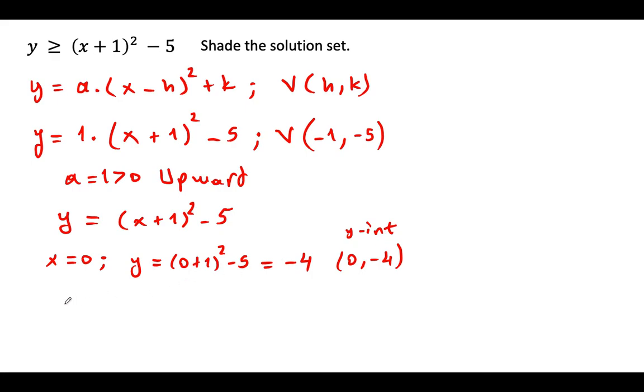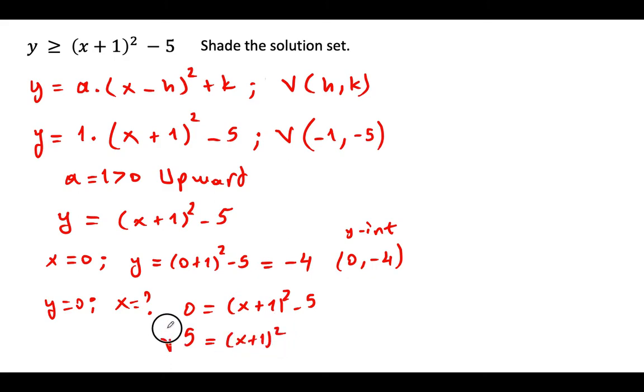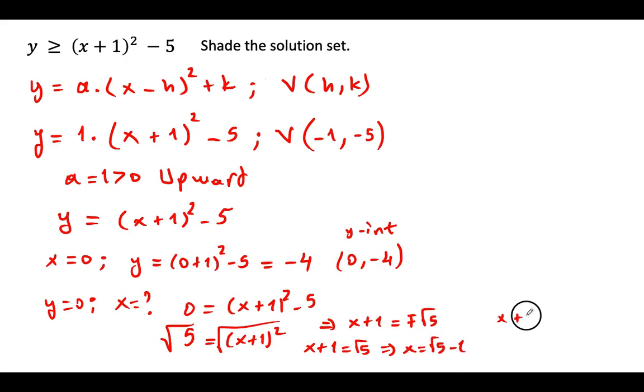What about the x-intercept? When y is 0, what is x? So to find this, 0 is equal to (x plus 1) squared minus 5. Then take the negative 5 to the other side. 5 is equal to (x plus 1) squared. And take the root on both sides. Then x plus 1 is equal to plus or minus root 5. So x plus 1 is root 5, which means that x is root 5 minus 1, and x plus 1 is negative root 5, which means x is negative root 5 minus 1.